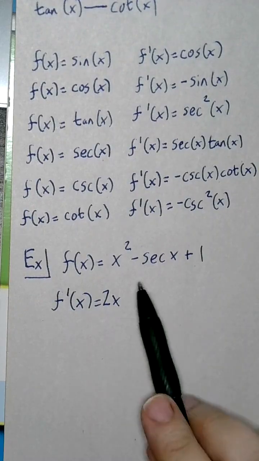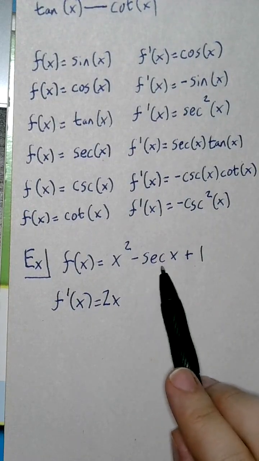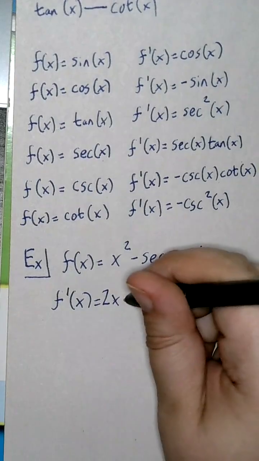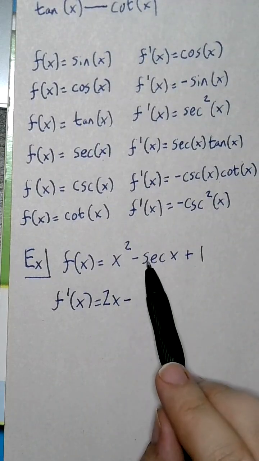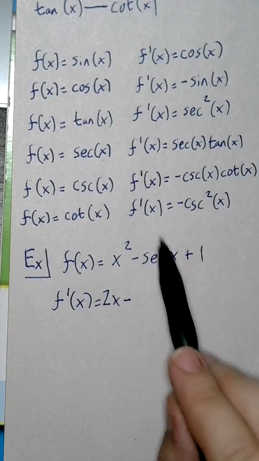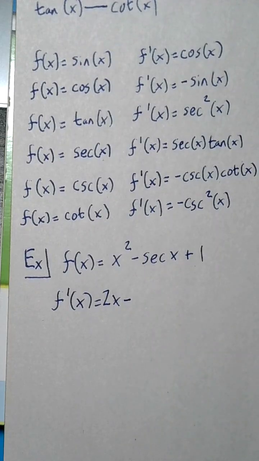So now, I want to take the derivative of negative secant. So I'm going to bring down my minus sign for now. And I want to know the derivative of secant of x. What's the derivative of secant x?